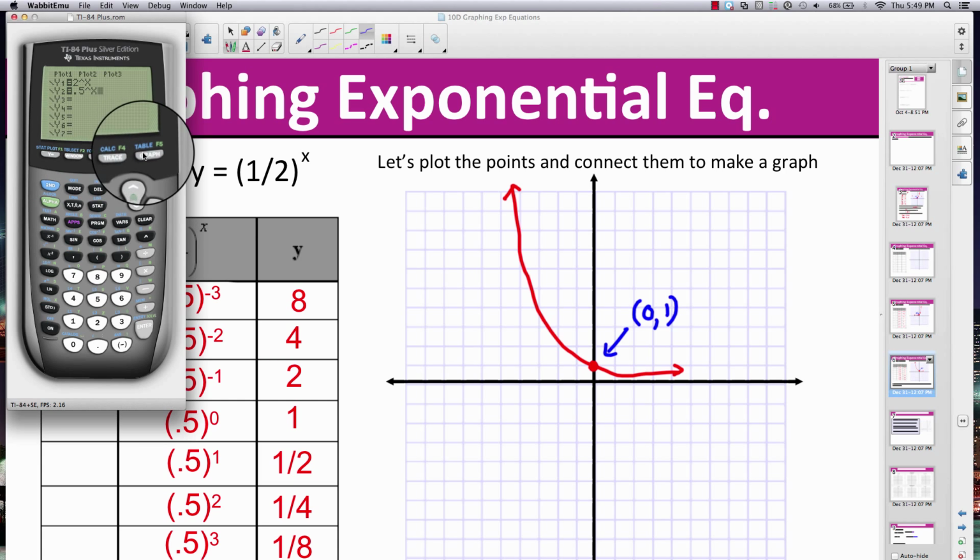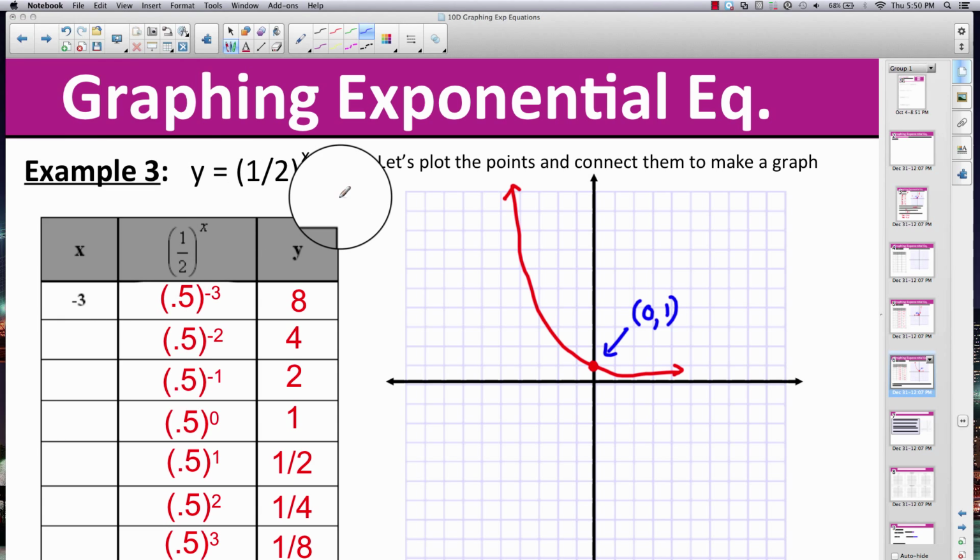So let's take a look at the graph 2 to the x and 1/2 to the x. We'll look at both of them together. So this is 2 to the x, it's increasing, and 1/2 to the x is decreasing, but they both go through the point (0, 1). 1/2 to the x and 2 to the x are reflections of each other in the y-axis.